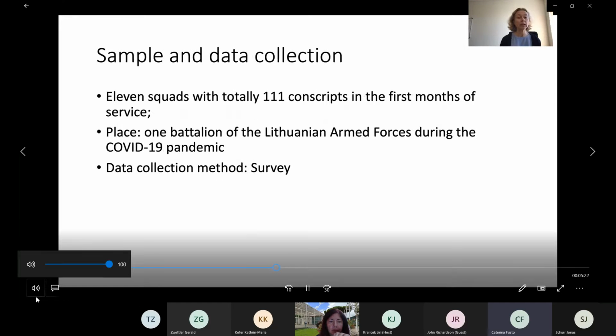Talking about the sample and data collection, 11 military squads of conscripts, with a total of 111 conscripts in the first months of their service, were surveyed. It took place in one battalion of the Lithuanian Armed Forces during the COVID pandemic. By the way, these circumstances created a perfect environment for this research, as the impact from the external environment was minimized because of the social distancing.